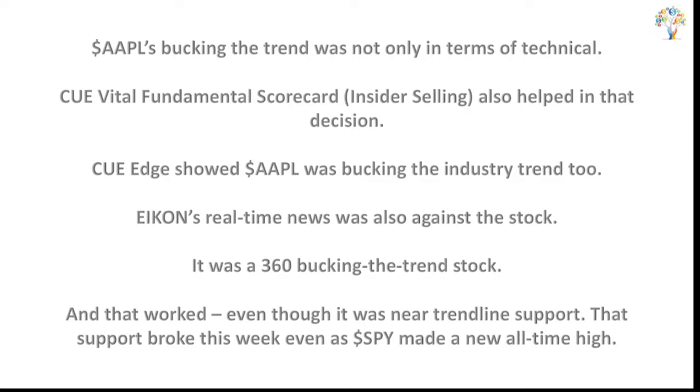In usual Q reversal trades, I like to align the stock with the industry strength or weakness, though it may be against the market as a whole. I like to align with the industry's direction. But Apple was entirely bucking the industry trend also.